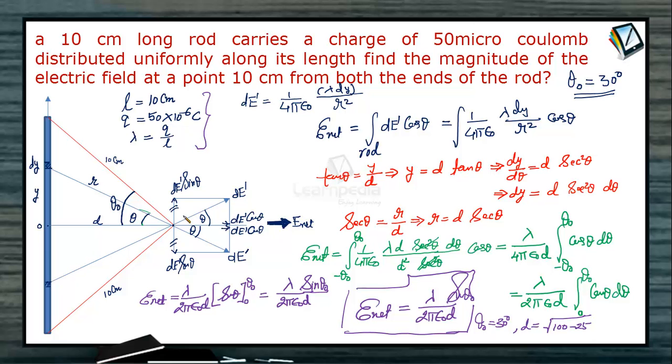And one more thing I would like to tell you: this was a case of perpendicular bisector. That is why sine theta components are getting cancelled. In case it is not the perpendicular bisector but the point is somewhere else, we need to integrate both the components, d dash cos theta and d dash sine theta. We need to integrate both these components separately, and these two components will exist in terms of the angles that the lower end of the rod makes with this line and the upper end of the rod makes with this line. But for this question this calculation is sufficient.